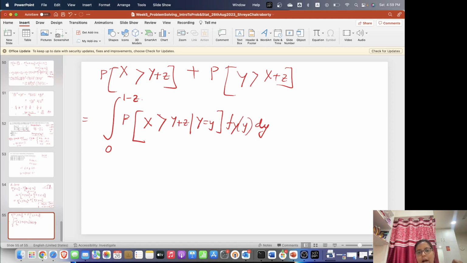So if I put y equal to 0, then we have x greater than z and it can go up to 1. It shouldn't cross 1, so the range will be 1 minus z. Similarly here also 0 to 1 minus z, probability y greater than x plus z given x equals x, into f_X(x) dx.